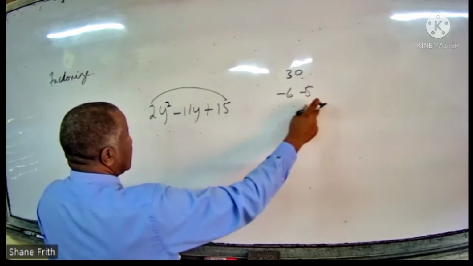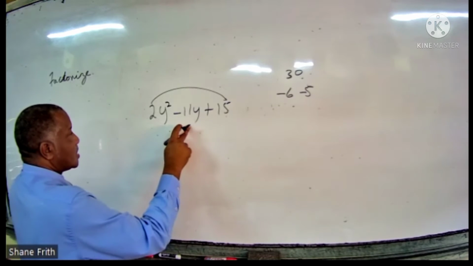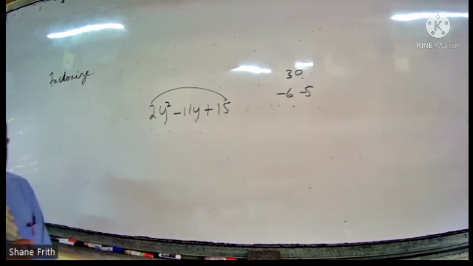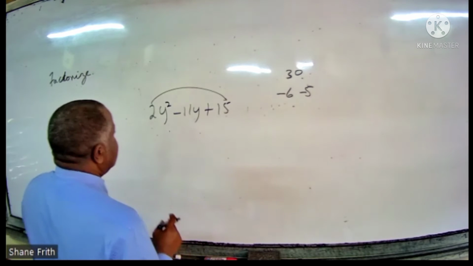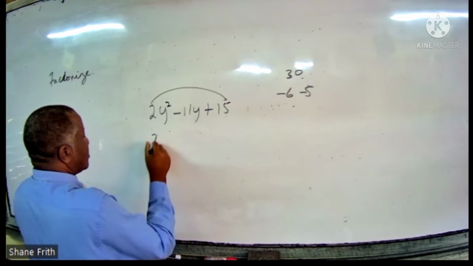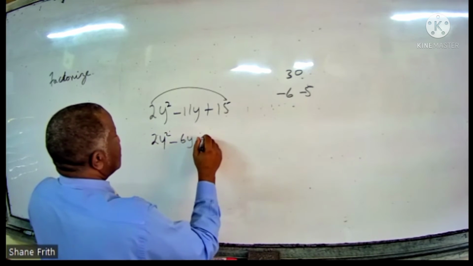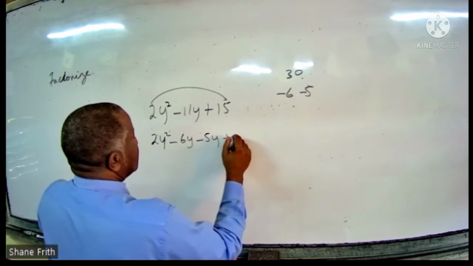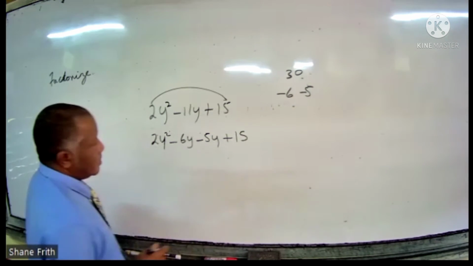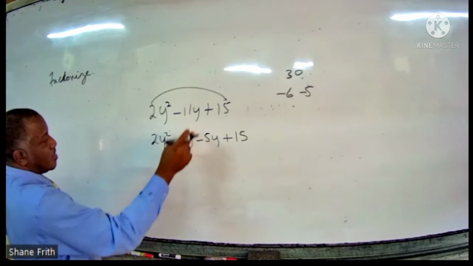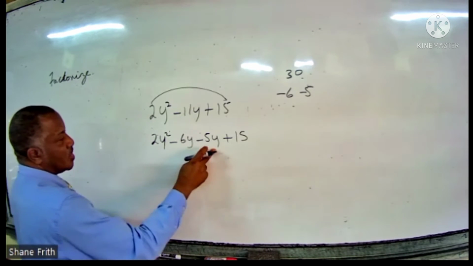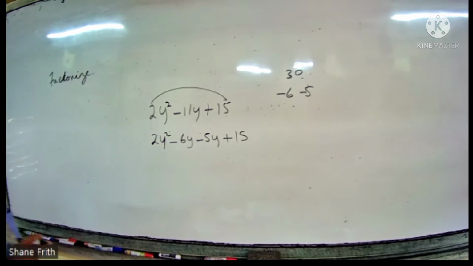So I'm going to use these 2 factors now to split up the minus 11y here. Right, the aim of doing this is so I can get 4 terms, so I can factorize by grouping. So I'm going to write down 2y squared minus 6y minus 5y plus 15. Right, so now I decide to break up this minus 11y into minus 6y and minus 5y. So I can do factorization by grouping.